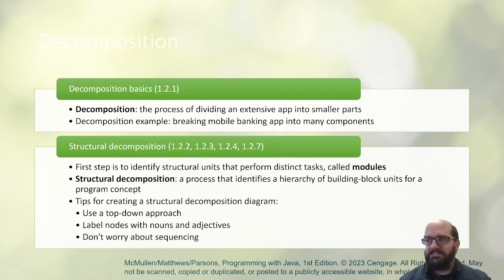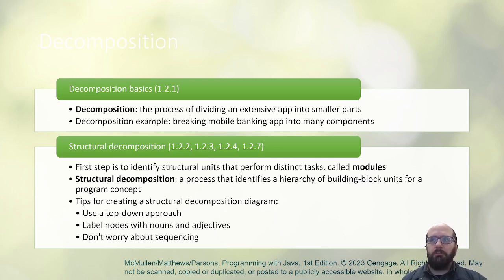Decomposition is, like I said, the process of dividing an extensive app into smaller parts. We break something like a mobile banking app into many components. The first step is to break things into modules. We call that modularization. It's basically asking how this thing looks, and what the little parts are that are doing different things.